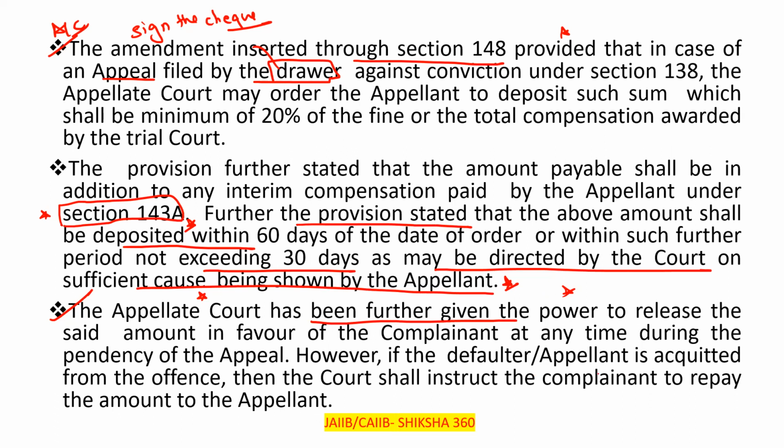So here there are 2 to 3 words more that come up. Drawer, I hope it is clear to all of you, is basically the person who signs the check. So what is the meaning here of appellant, complainant?